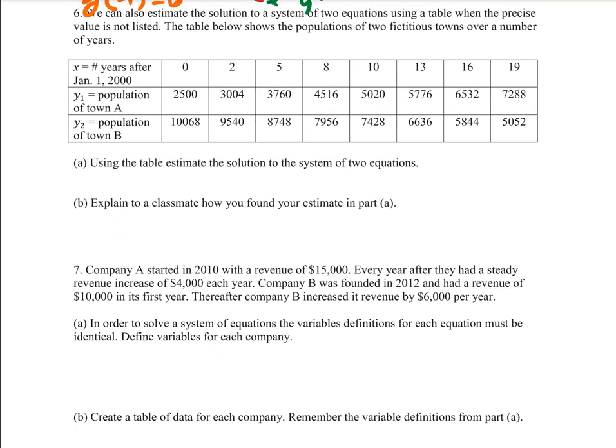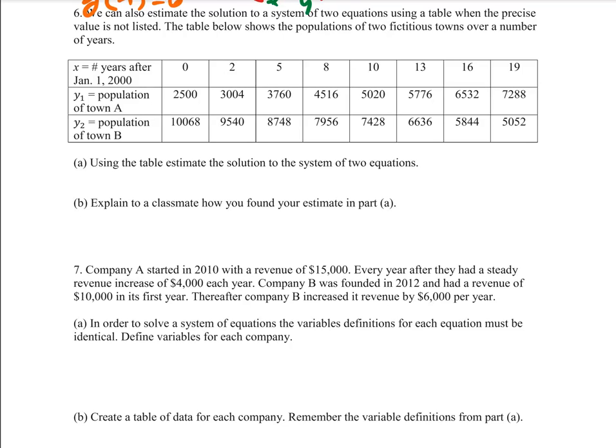Okay, number 6. We can also estimate the solution to a system of two equations using the table when the precise value is not listed. The table below shows the populations of two fictitious towns over a number of years. So our x values are the number of years after January 1st of 2000. The x values are 0, 2, 5, 8, 10, 13, 16, and 19. And then y1 is the population of town A with these values, and y2 is the population of town B with these values. So we're going to use this table to estimate the solution for the system of two equations.